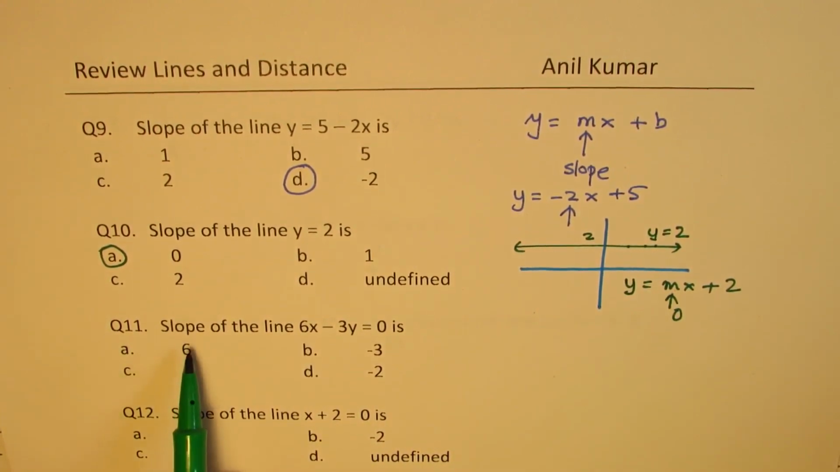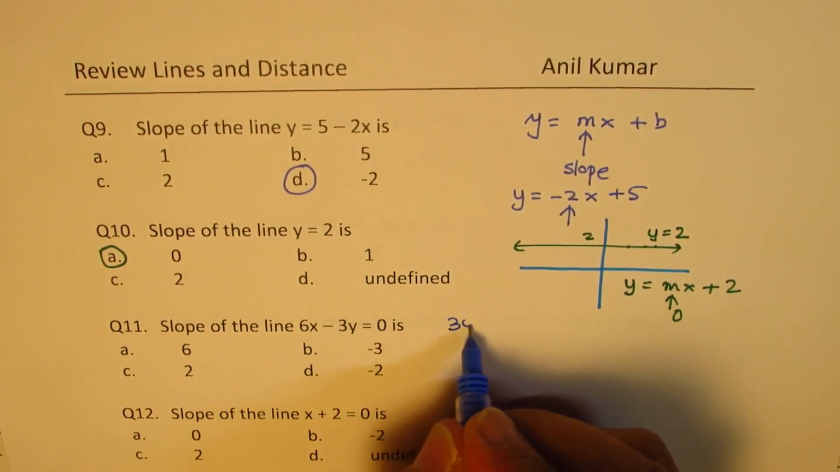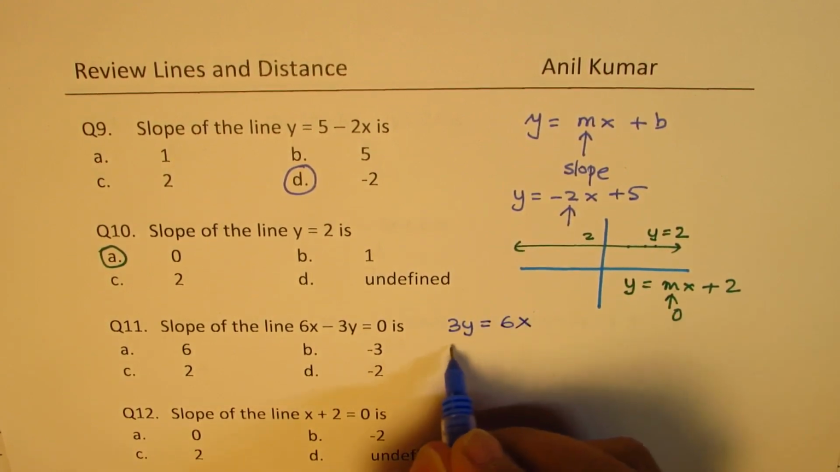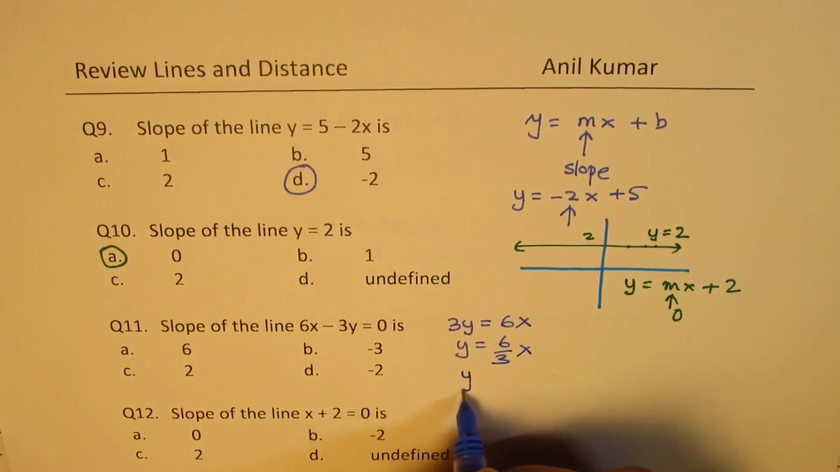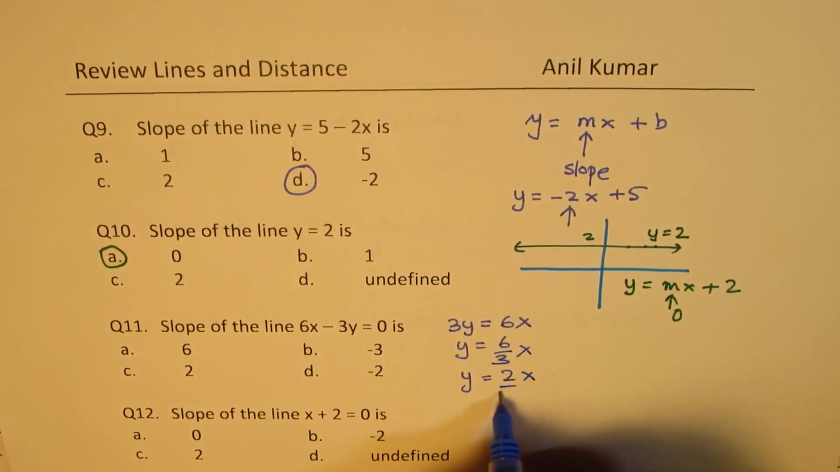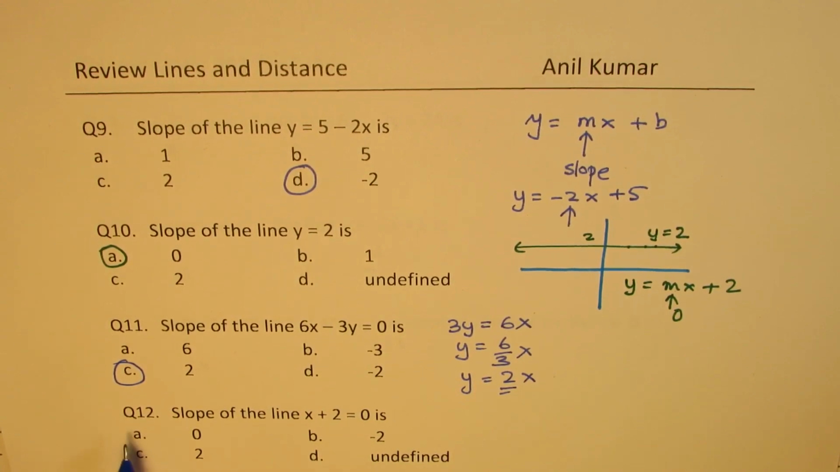11. The slope of the line 6x minus 3y equals 0. So let's rearrange. So we get 3y equals 6x. y equals 6 over 3 x. That gives us y equals 2x. So the slope is 2. Option C is the right option.